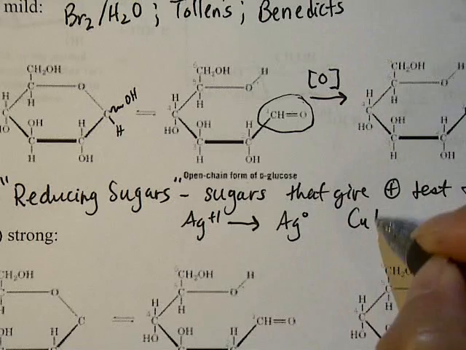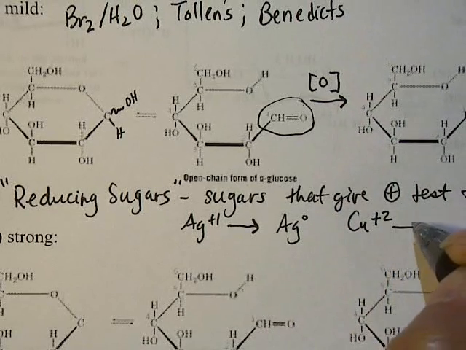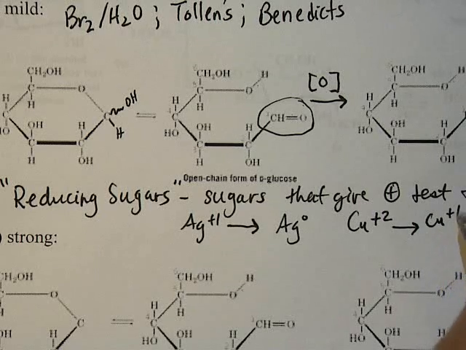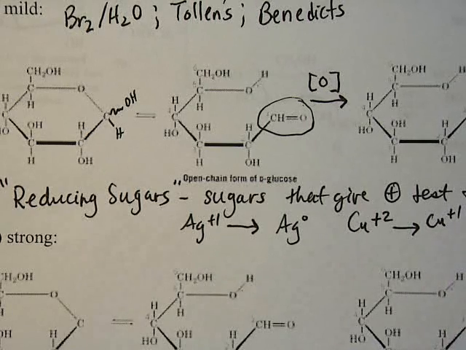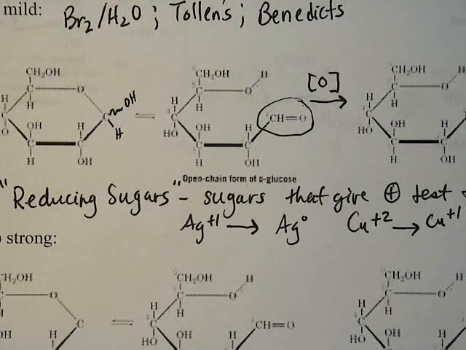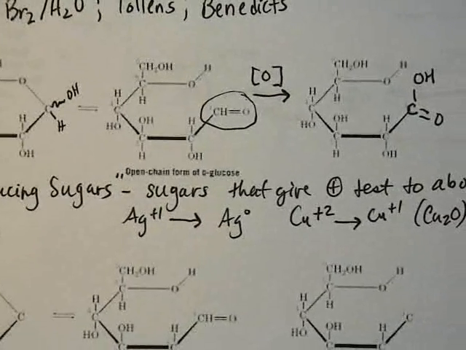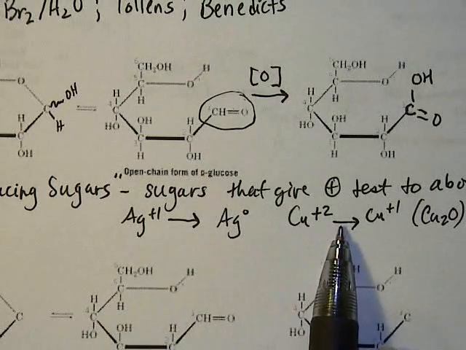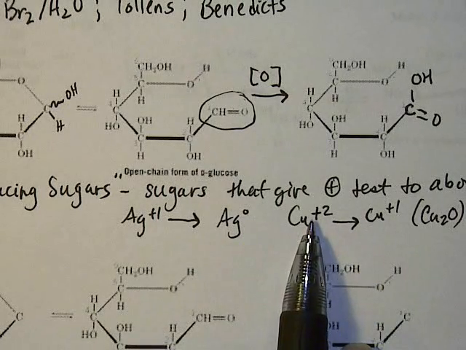In Benedict's, it's copper +2, which gets reduced to copper +1, and it precipitates as cuprous oxide, which is a reddish precipitate, and that is an indication that that sugar was a reducing sugar because it's able to reduce the oxidizing agent.